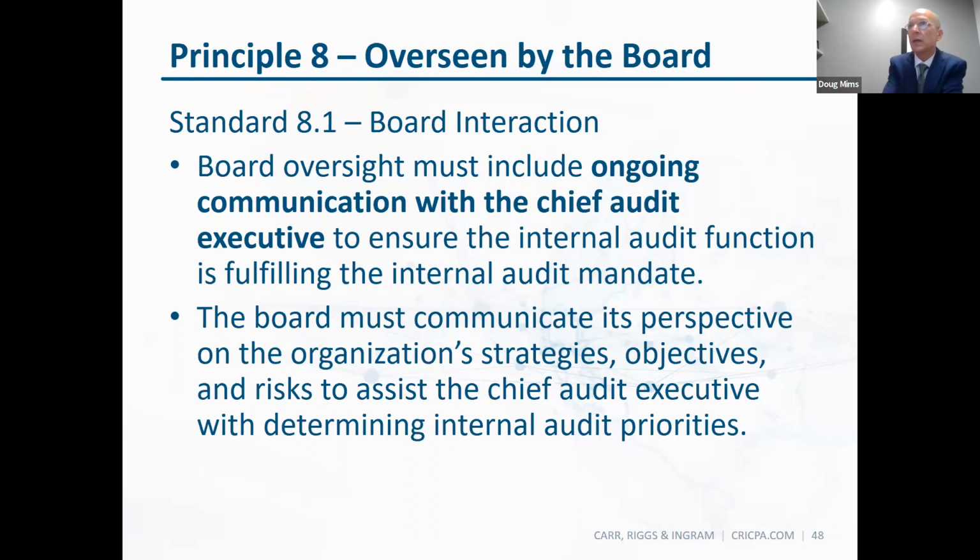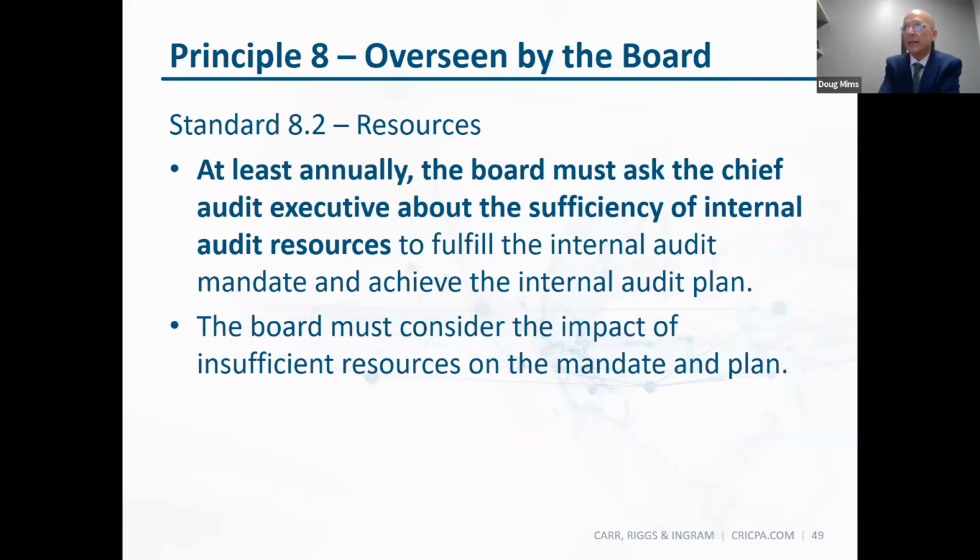And I didn't say this, but board of directors is board of directors, but it could be a committee, right? I mean, there's the audit committee, there's risk committees, there's other ways that could be accomplished. So it's not necessarily the board, just like it's not necessarily the chief audit executive. Standard 8.2, resources. At least annually, the board must ask the CAE about the sufficiency of internal audit resources. So obviously resources are important. Standard 8.2 is saying the board must inquire of the CAE in a formal way if they have sufficient resources to carry out the mandate.